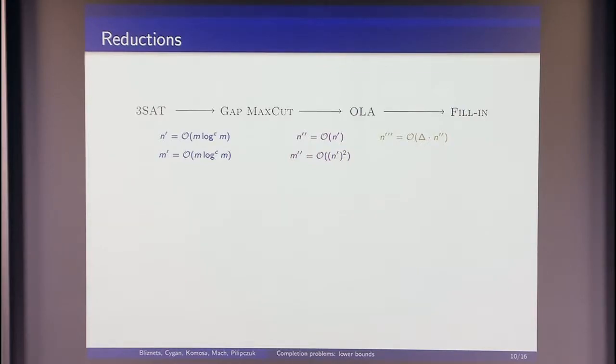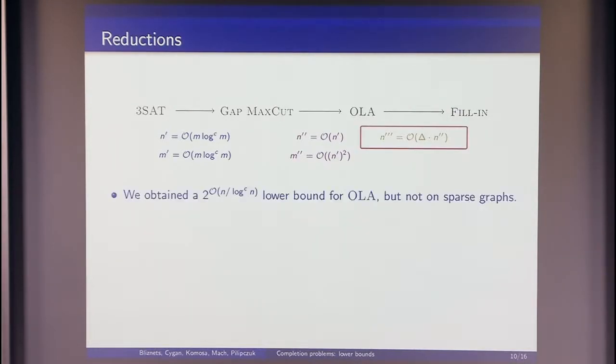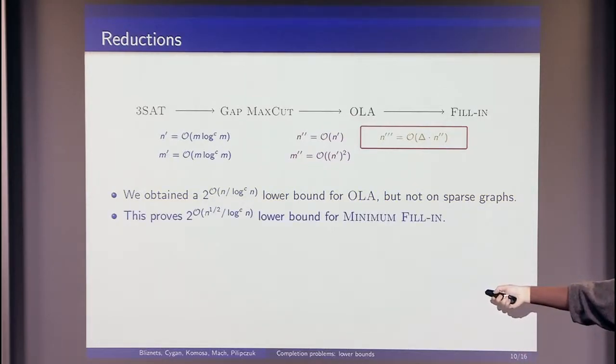So we are still not yet there, yeah? Because this chain will incur a quadratic blow-up. Yes? So now this is the problem. So once more, we obtained a lower bound for OLA, but not on sparse graphs. And this gives me only a square root n over polylog lower bound for minimum fill-in. And this is where we are stuck under the assumption of ETH only.